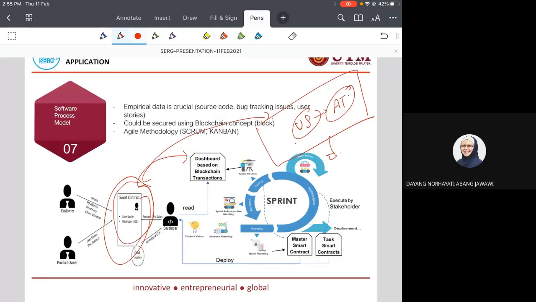So maybe if Dr. Adila can explore this one, very interesting. Okay, any question? Another one, the testing part. Maybe after this I will explore that part, the testing framework. Okay.